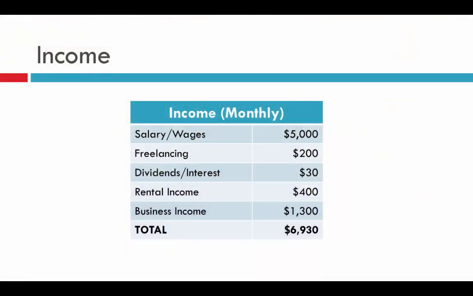People make money in all kinds of ways. Most of us have a job of some kind, so we get a salary or hourly wages every 2 weeks or every month or however often we're paid. So let's say this person makes $5,000 a month in salary. If you do some freelance work in addition to a regular job, or maybe that is your primary source of income, we would capture that amount as well.